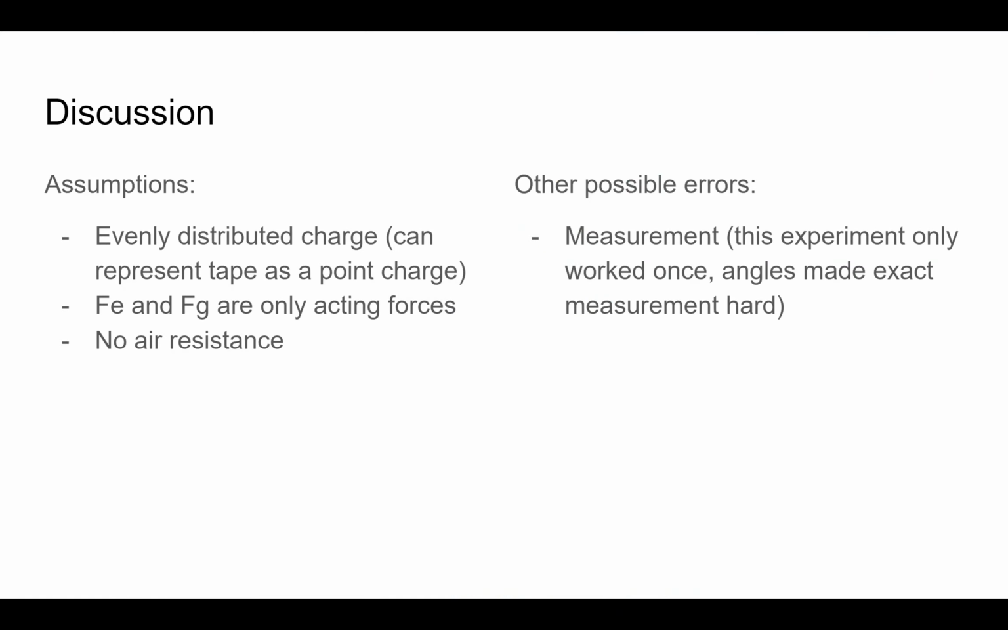For the discussion, some of the assumptions we made were that the charge was evenly distributed across the piece of tape, because we can represent the tape as a point charge given that assumption. The only forces on this system are electrical and gravitational force, and there's no air resistance. Other possible errors are measurement. It only worked once. The tape only went up one time, and it happened very quickly, so it was hard to make an exact measurement. I just saw that it was about 3 centimeters.